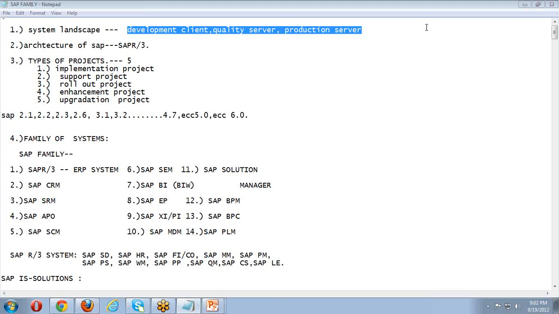So transportation of objects from development client to quality server as well as from quality server to production system is done by the basis consultant team. So this whole cycle of transportation of objects in the system landscape is called the transportation management system, TMS.